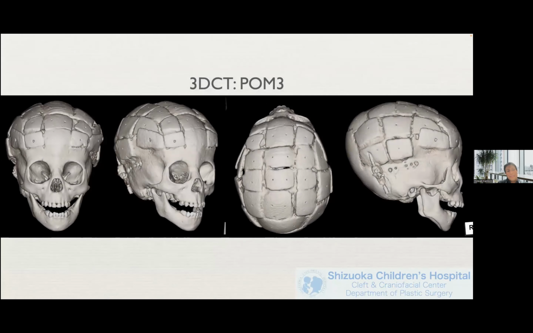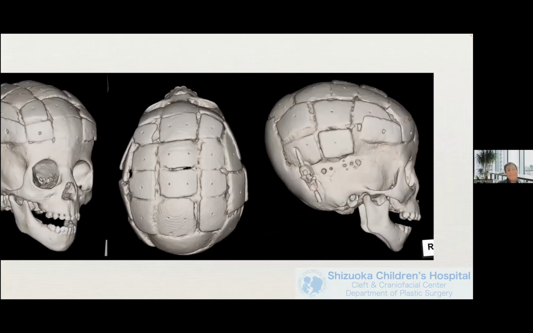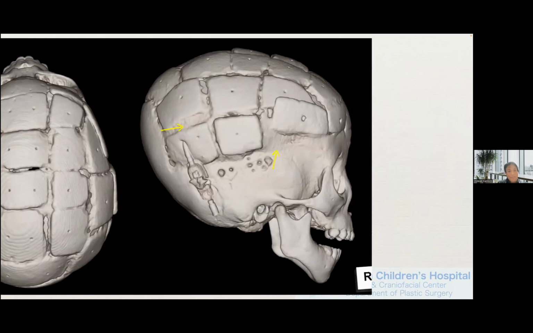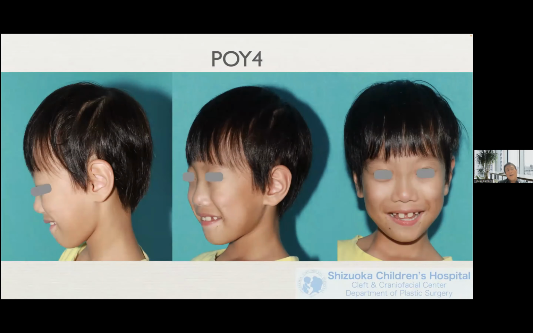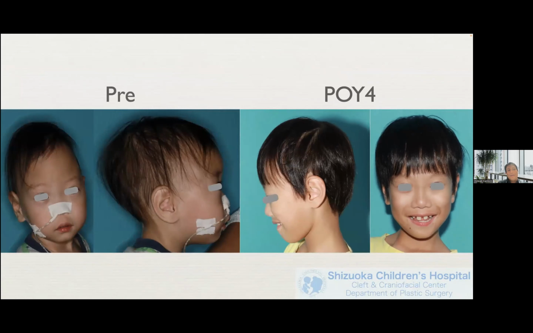This is a 3D CT scan taken incidentally due to a head injury, at post-operative 3 months. Bone formation is confirmed 3 months after surgery. Pre and post-operative 3D CT. These are photos at post-operative 4 years. These are comparisons between the pre and post-operative photos.